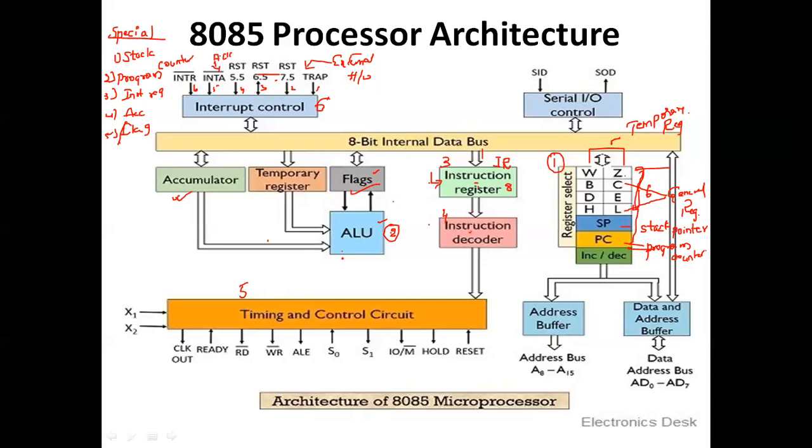For this interrupt control section, we are going to have 6 pins. For those 6 pins, external hardware is going to be connected. Whenever the external hardware is connected, only then are we going to process the data, or else we are not going to process the data for the external hardware. So that is the major purpose in this 8085 microprocessor.